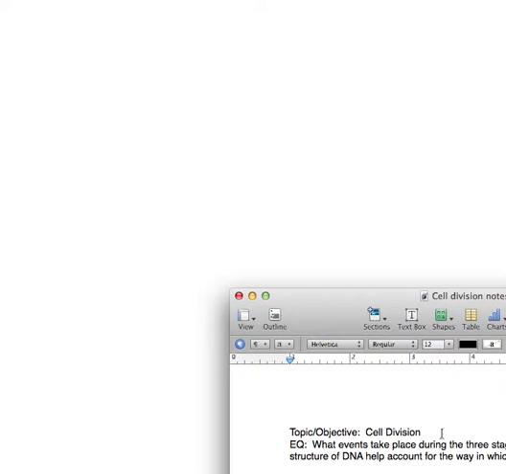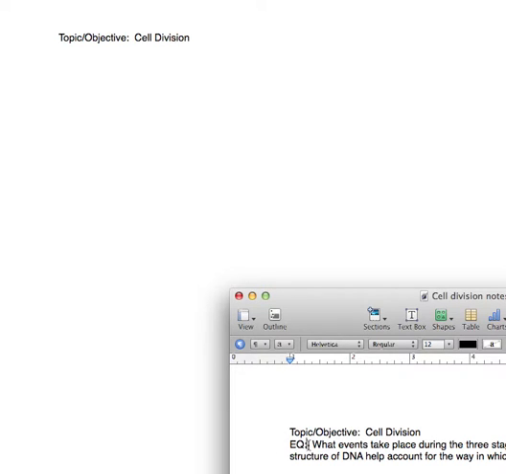Zone, and today we're going to do another set of notes, and this particular set of notes is on cell division. Please have your Cornell note paper in front of you and write in the topic objective cell division.